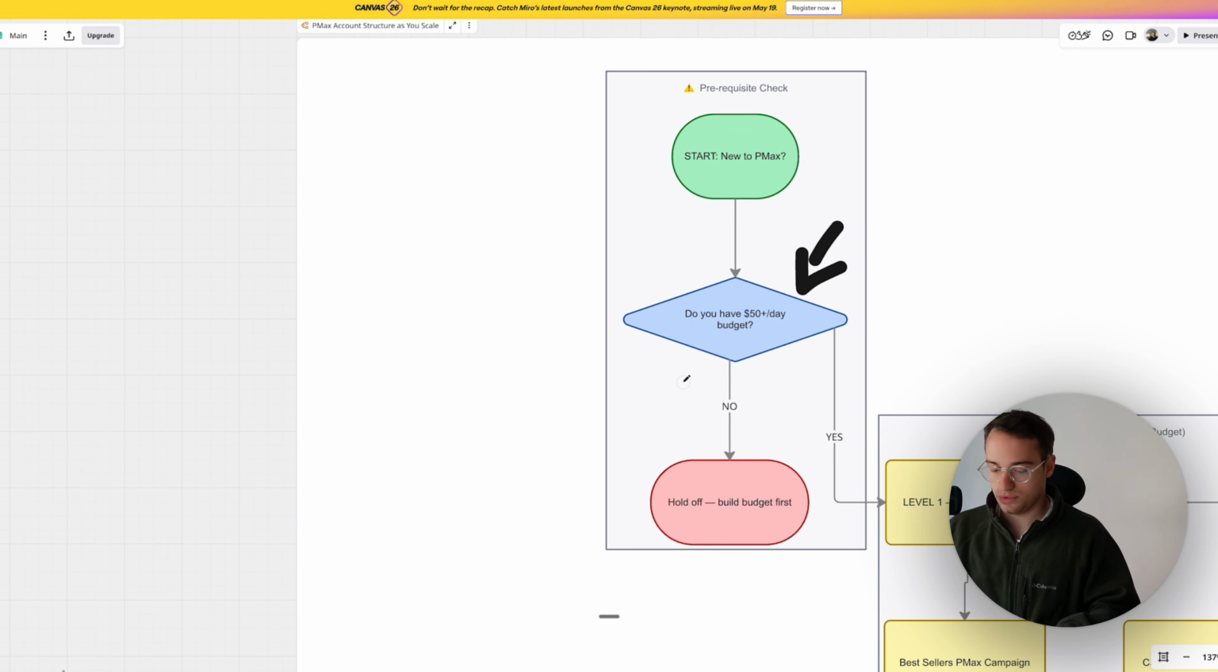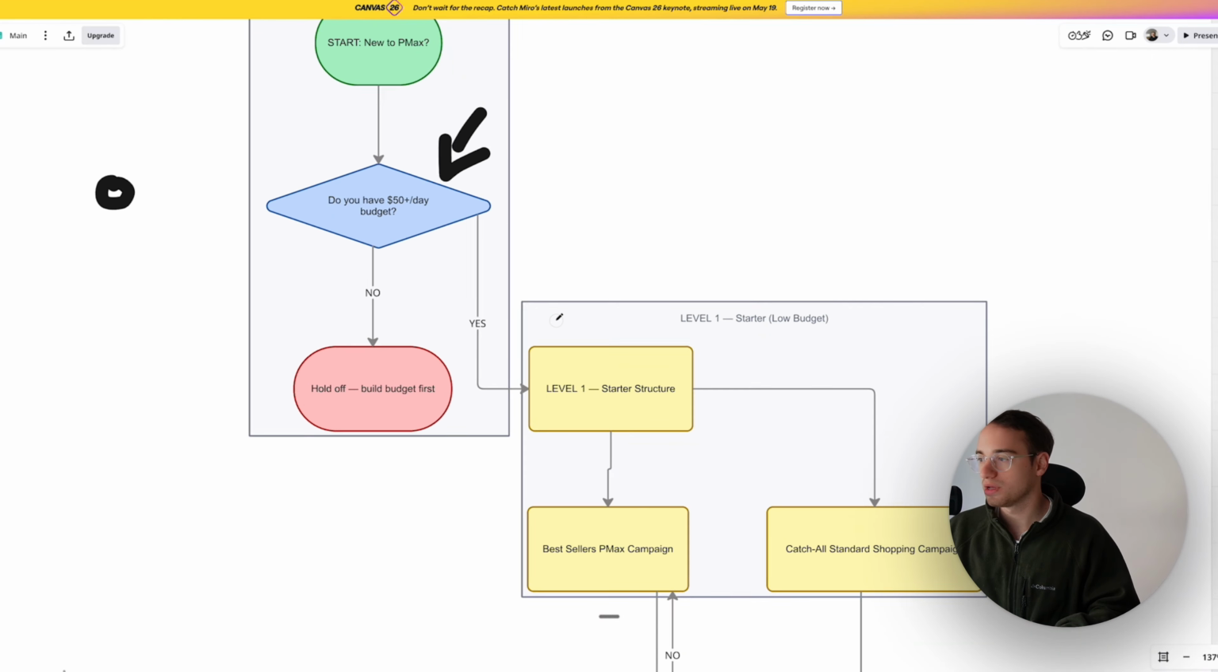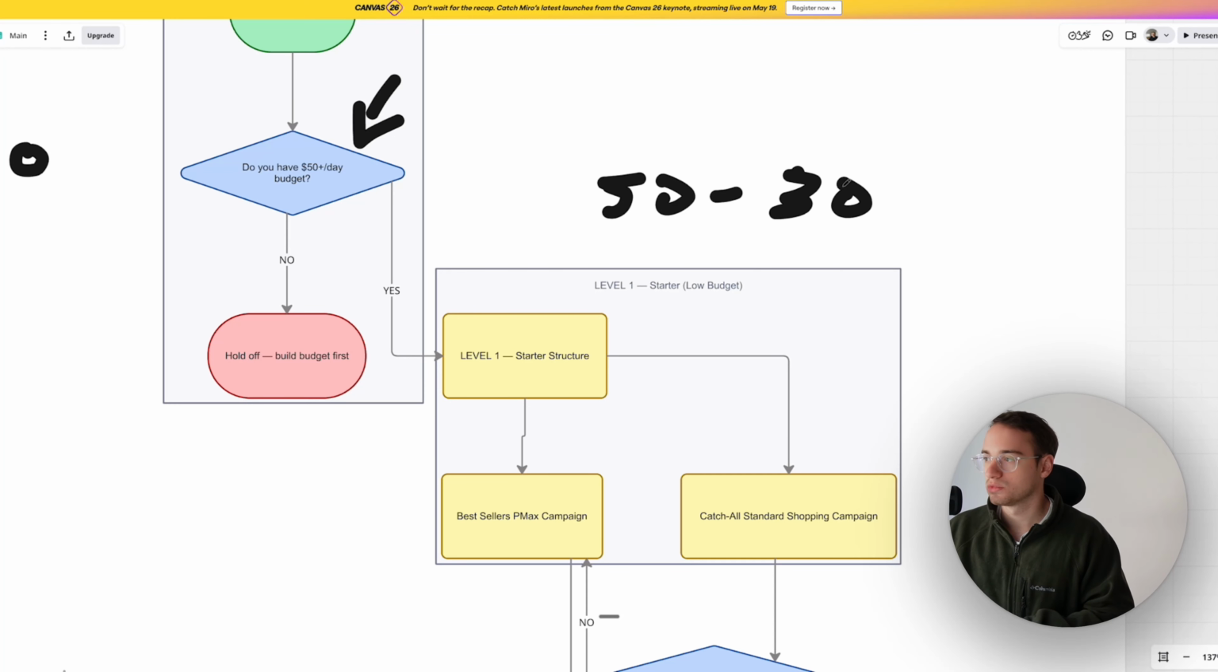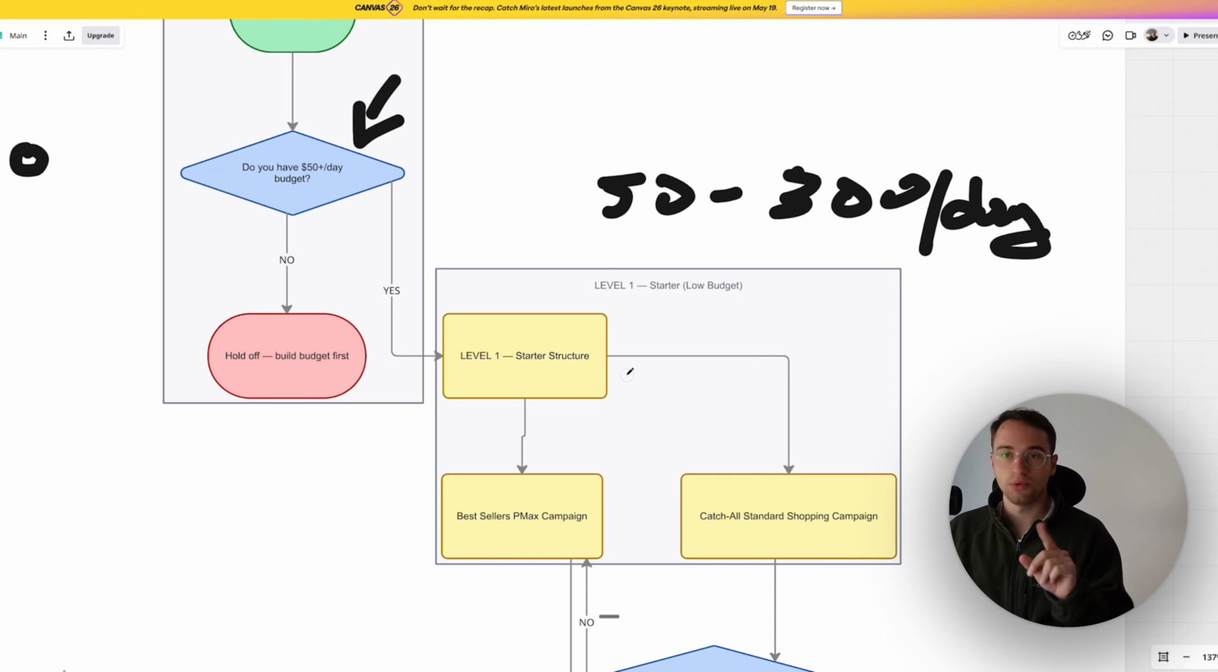Now, this is level 0. Level 1 is low budget. What I deem low budget is anything above $50 a day, all the way up to maybe $100, $200 a day, even up to potentially $10K per month. So it's going to be $50 to $300 a day. This is super important, and this is what most people actually get wrong.